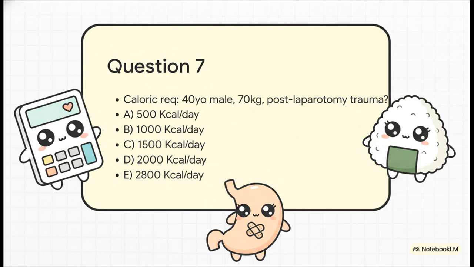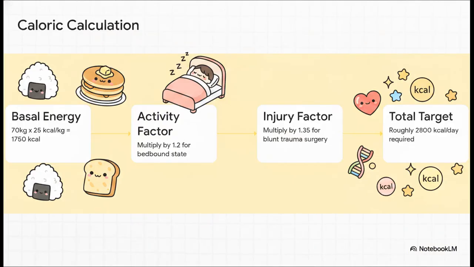Is it A, 500 cals per day, B, 1,000, C, 1,500, D, 2,000, or E, 2,800 cals per day? The target here is E, 2,800 kcal per day. Let's actually walk through the math on this one.